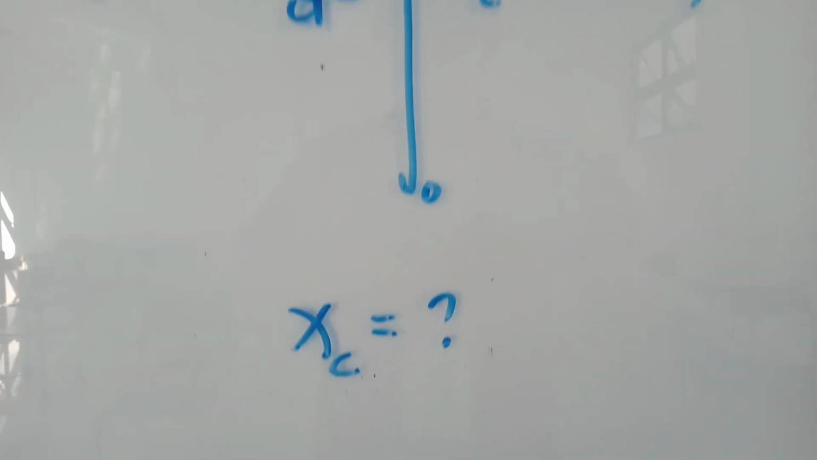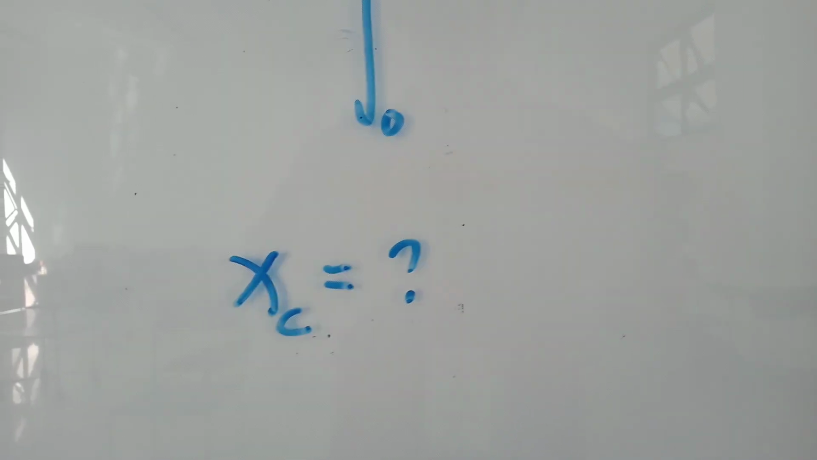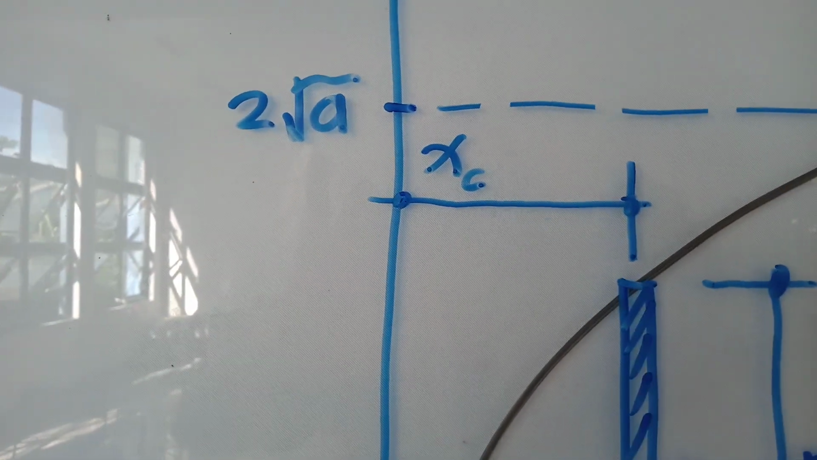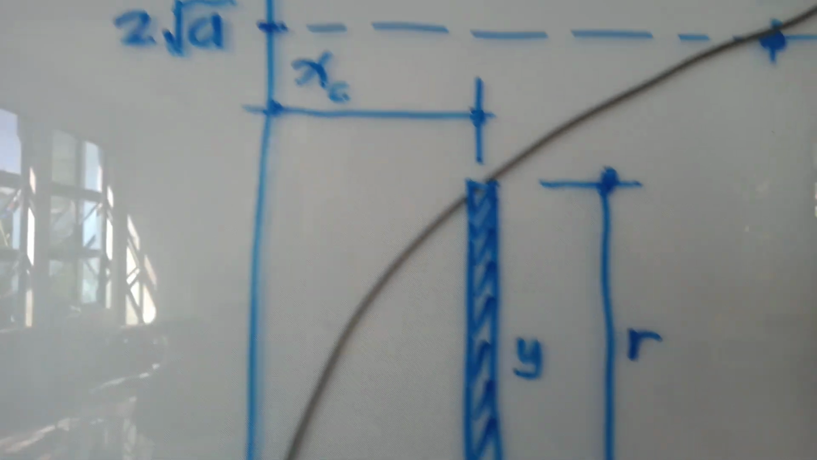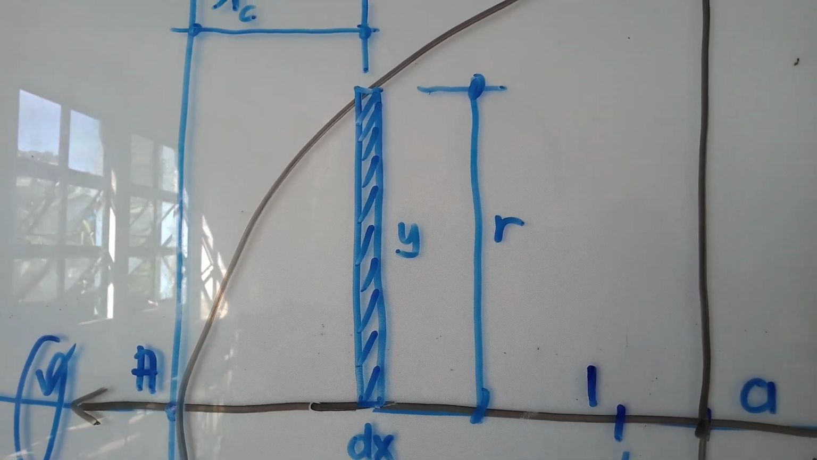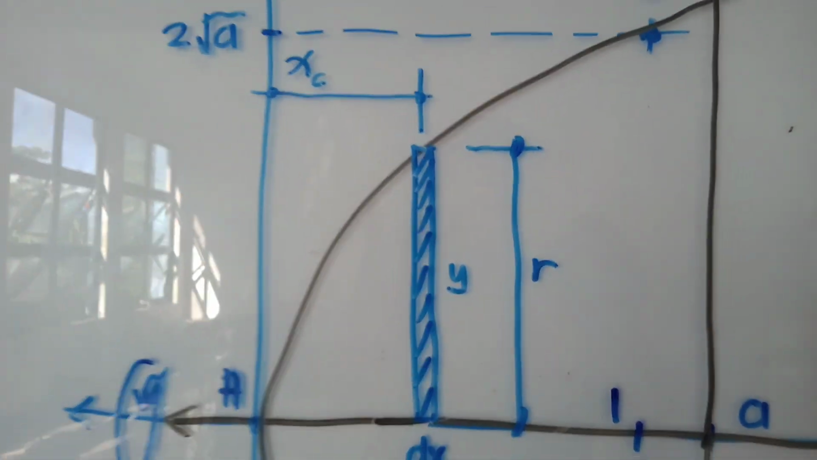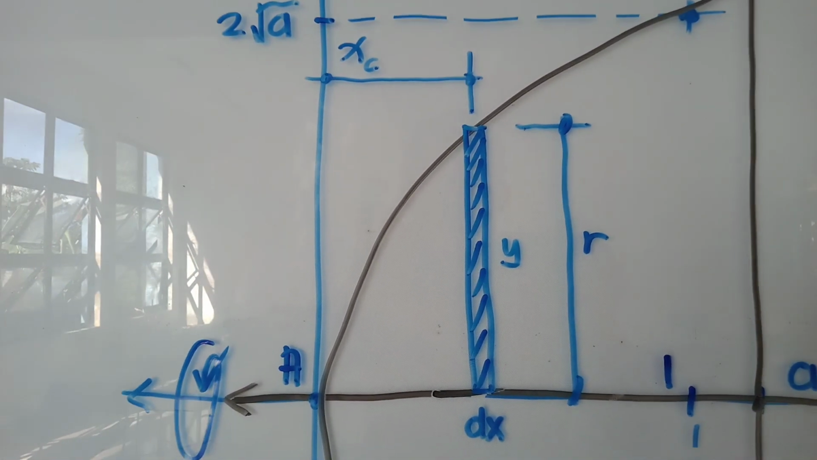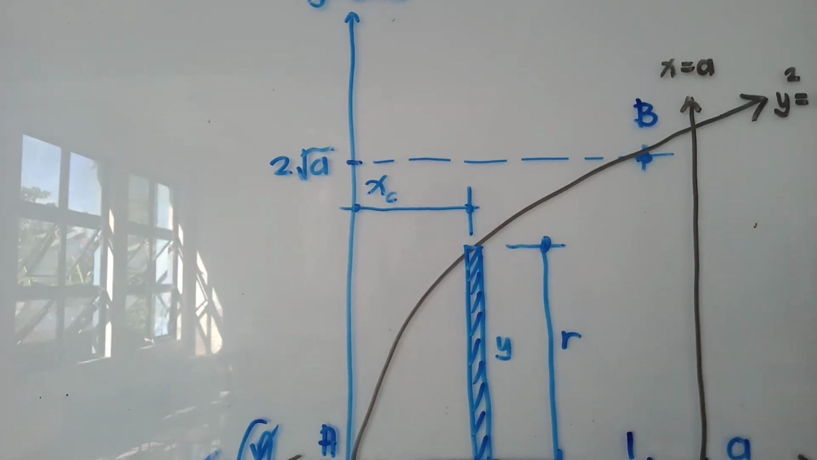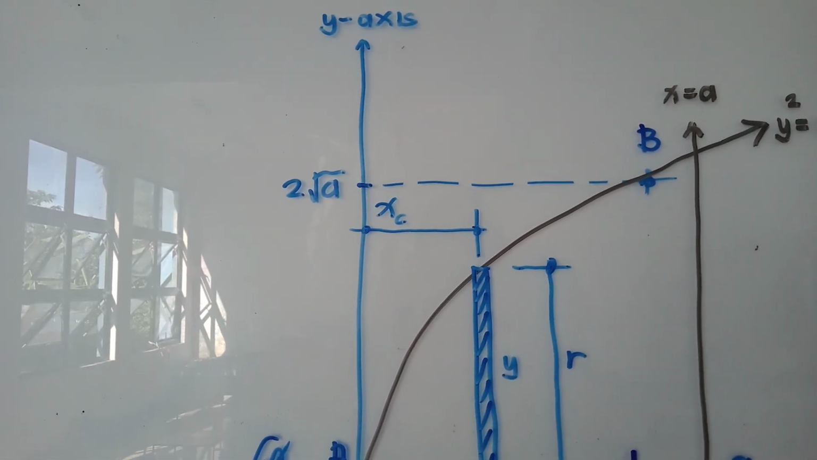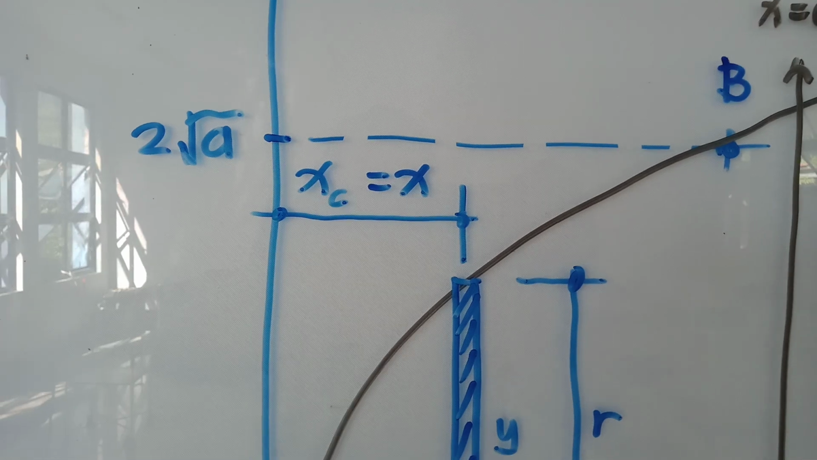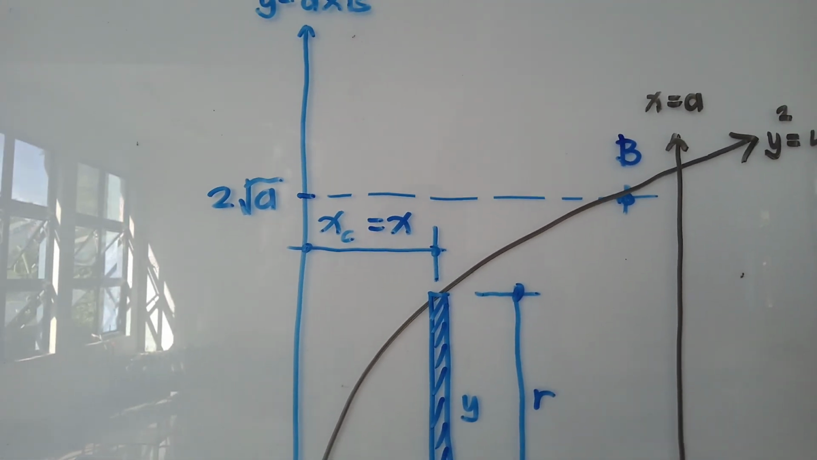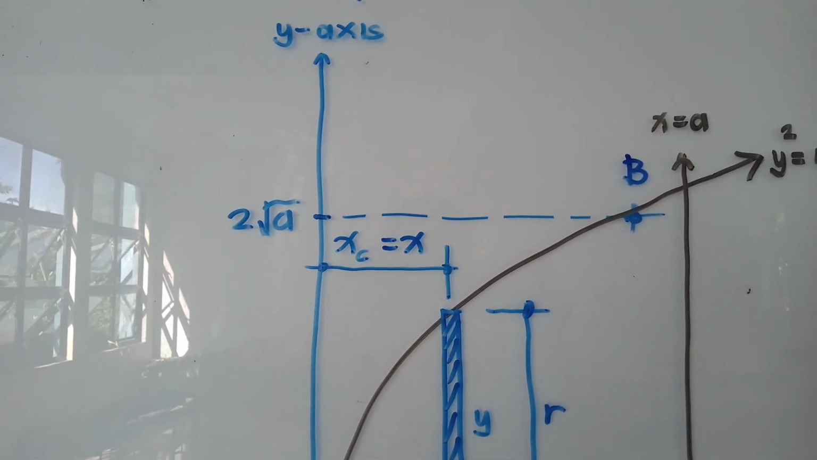Our last problem will be the value of x sub c. Going back to our diagram, we know that x sub c is the x coordinate of the centroid of our elementary volume, or elementary area to be revolved, and it should be measured from the y-axis. So that x sub c, as you can see, is a distance measured from the y-axis horizontally, and this is equal to x, the horizontal distance of any point from the y-axis.